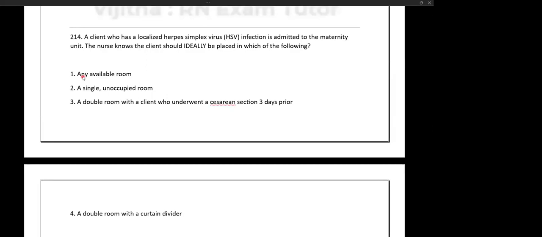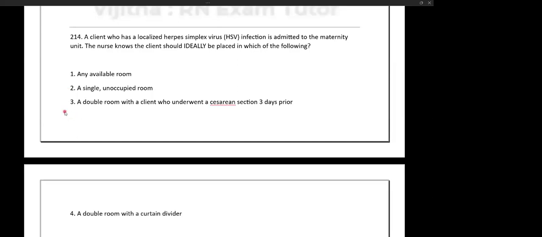See, an available room is really important, but in the case of herpes simplex, is that a contagious disease? Yes, do you feel it is a contagious disease? Tell me. It is transmitted through contact. Yeah, it gets transmitted through contact. So contact precaution has to be continued. Fine. So option 1 we can remove, and the second is a single unoccupied room.